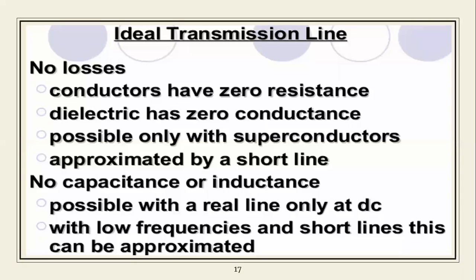So here again, if you talk about the ideal cases, ideally if you're thinking theoretically, definitely no losses will be there. If you're talking about no losses, definitely the conductor has zero resistance, the dielectric has zero conductance. That is possible only when the superconductor is there, and approximately the short lines are there. No capacitance or inductance is possible with the real line. If you are using DC, at that time, no capacitors or inductors.